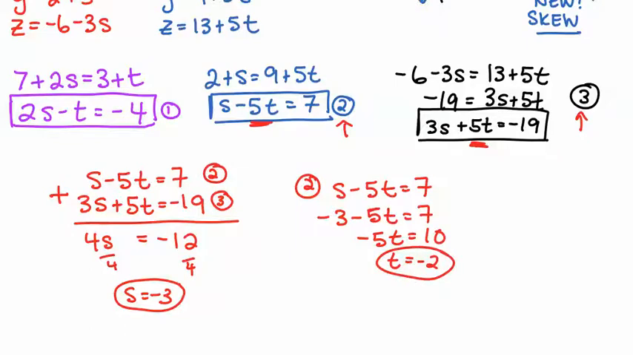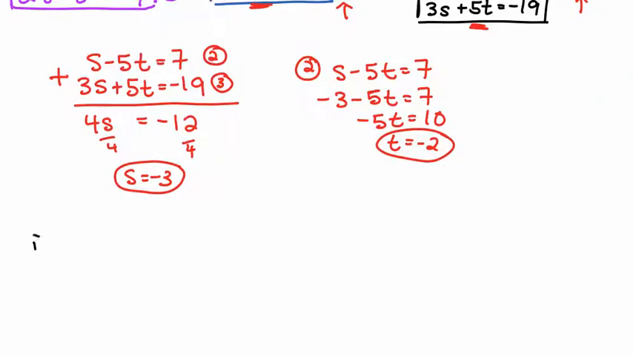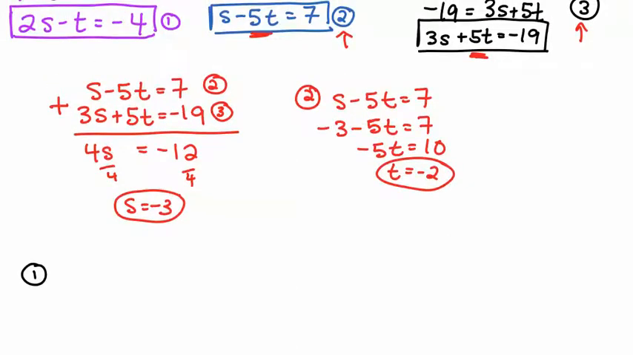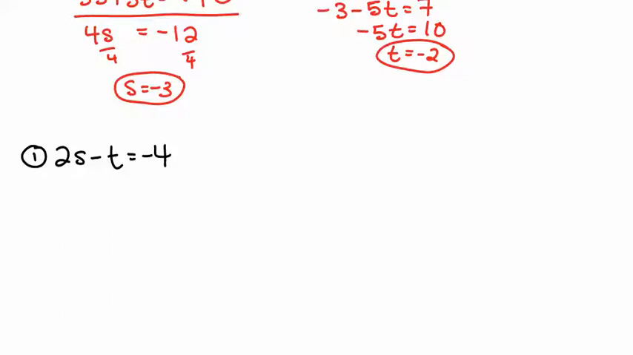So now I've solved for s and t in equations 2 and 3. I want to make sure that holds true for equation 1. So I'm going to take equation 1, which was 2s minus t equals negative 4, and I'm going to check to see if those are in fact the values of s and t that work for equation 1. So check out my left side.